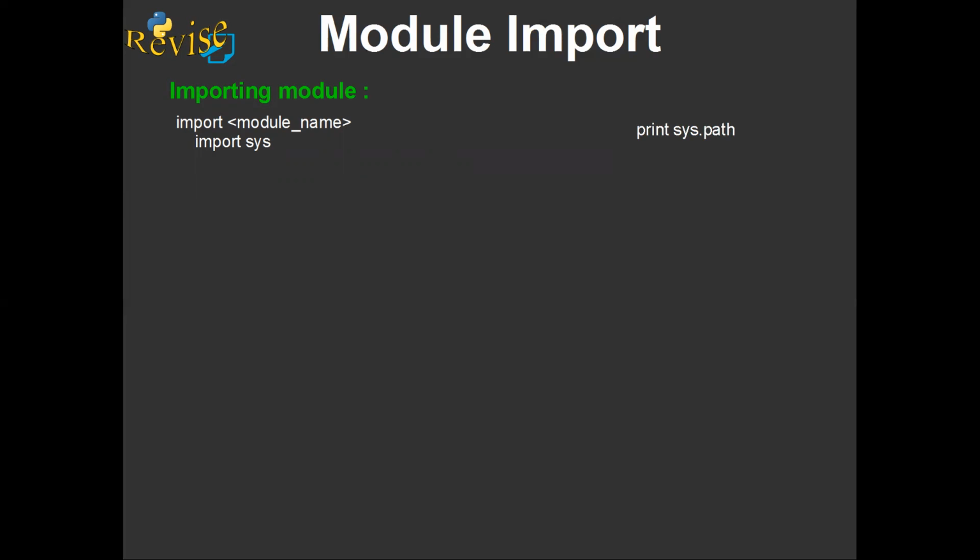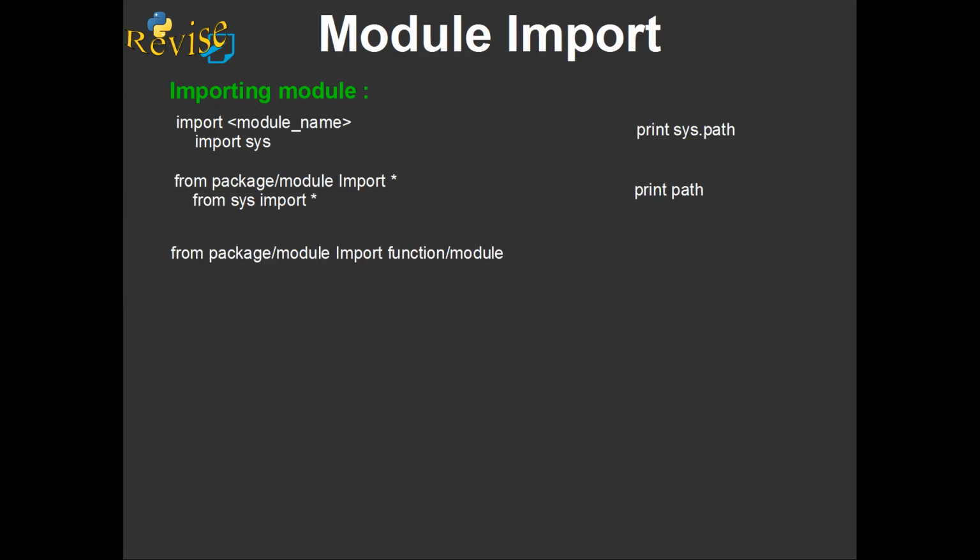Now, if you don't want to write sys.path, dot attribute and all, you can do from package or module import star. So everything gets imported from sys. You can directly print path. You can directly access the variables here.